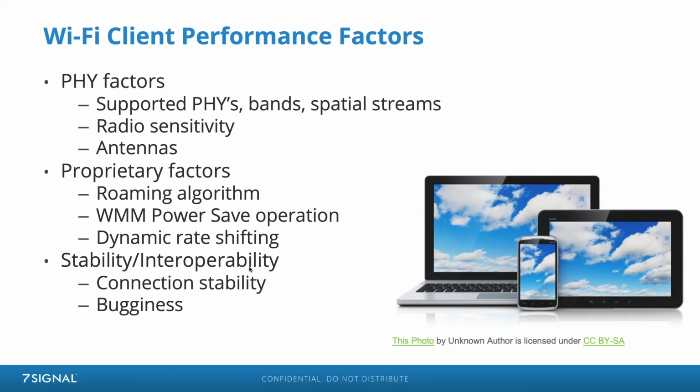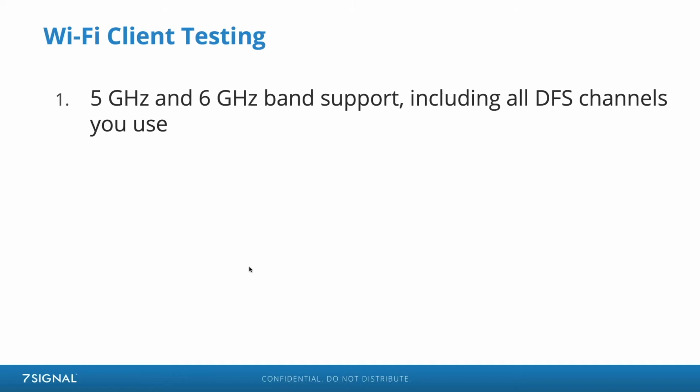So a couple things to look at when you're testing clients. These are 5 items that I think are really valuable that usually, or in a lot of cases, don't show up on the spec sheet of the client that you're evaluating, but have a big impact on their performance in enterprise networks. Number 1, the band and channel support.